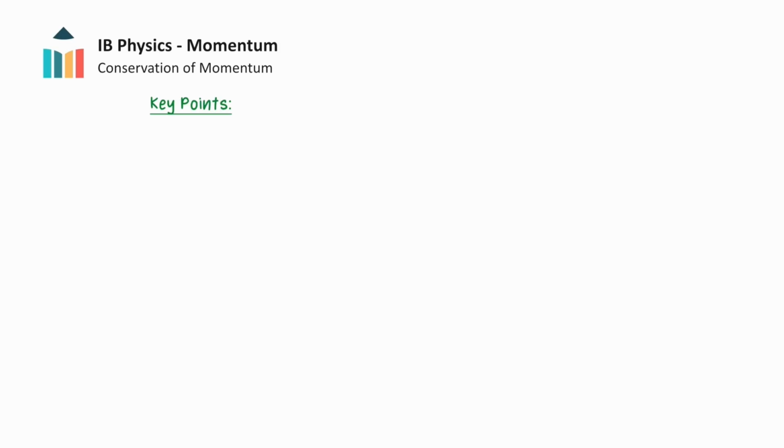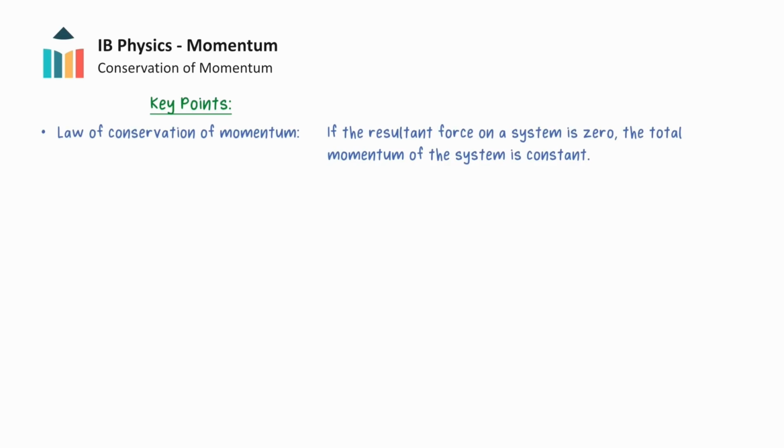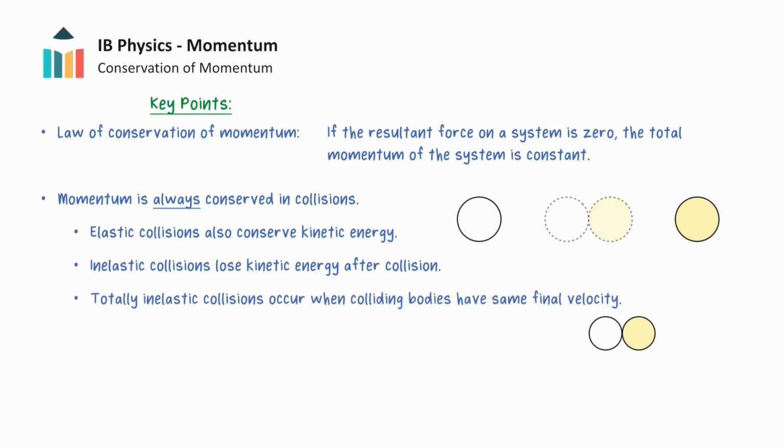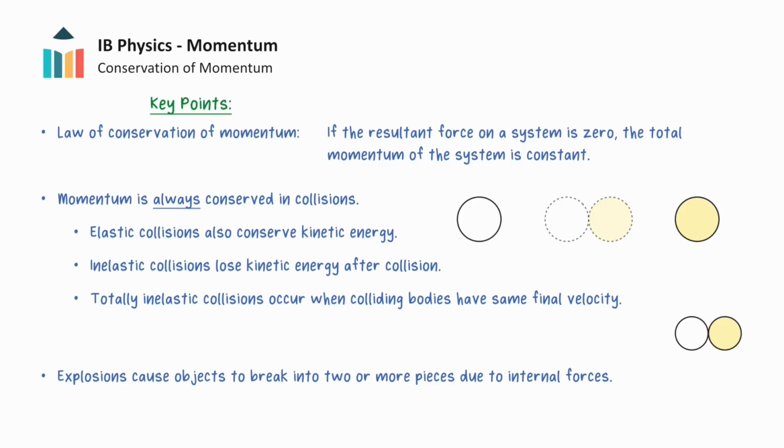We will now provide a final summary of the key understandings from this video. The law of conservation of momentum states that the total linear momentum of any system is constant, provided that there is no resultant external force acting on it. We saw that momentum is conserved in all types of collisions. Elastic collisions will conserve kinetic energy, but inelastic collisions lose kinetic energy. If the colliding objects have the same final velocity, then the collision is totally inelastic. Finally, we saw that explosions describe events where an object breaks into 2 or more pieces due to internal forces.